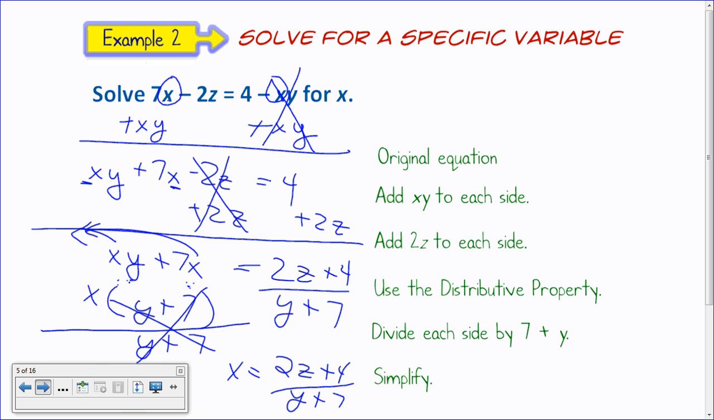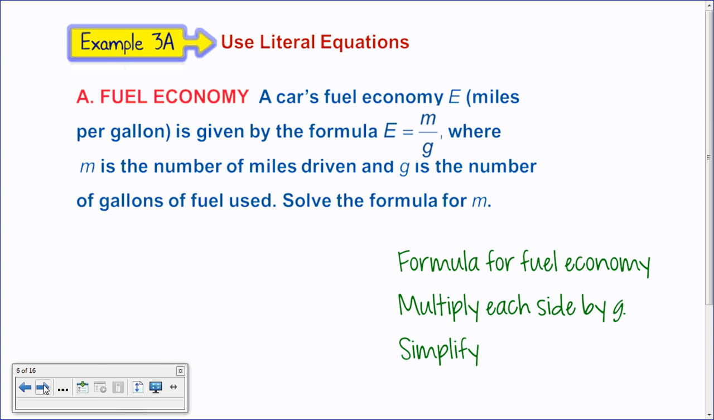Okay, application. Fuel economy. The car's fuel economy, which is capital E, in miles per gallon, is given by the formula E equals M over G, where M is the number of miles driven, and G is the number of gallons. Okay. I want to solve this formula for miles.